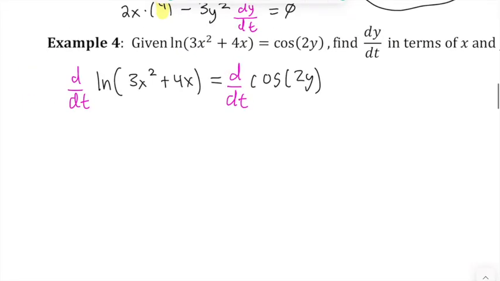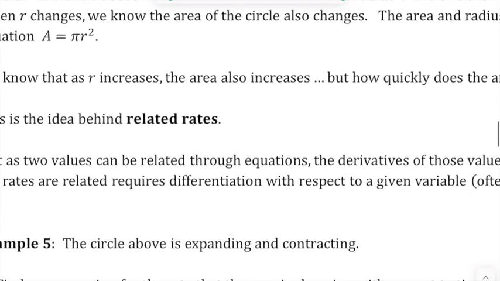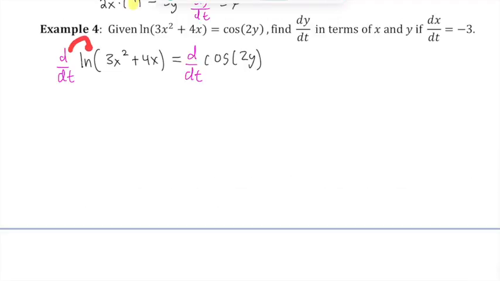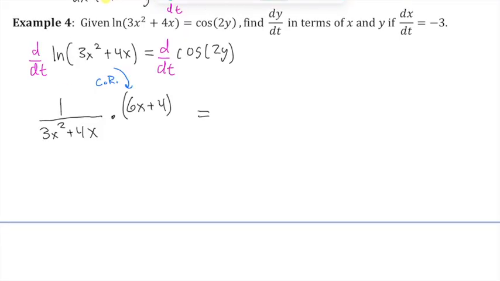Okay, so this is going to be the last example of this type before we actually start doing related rates problems. All right, again, so the derivative of log is going to be 1 over the inside. And then the chain rule says we have to take the derivative of the inside as well. The derivative of the inside will be 6x plus 4. And again, because we're taking the derivative of x with respect to t, this is going to be dx/dt on the outside.